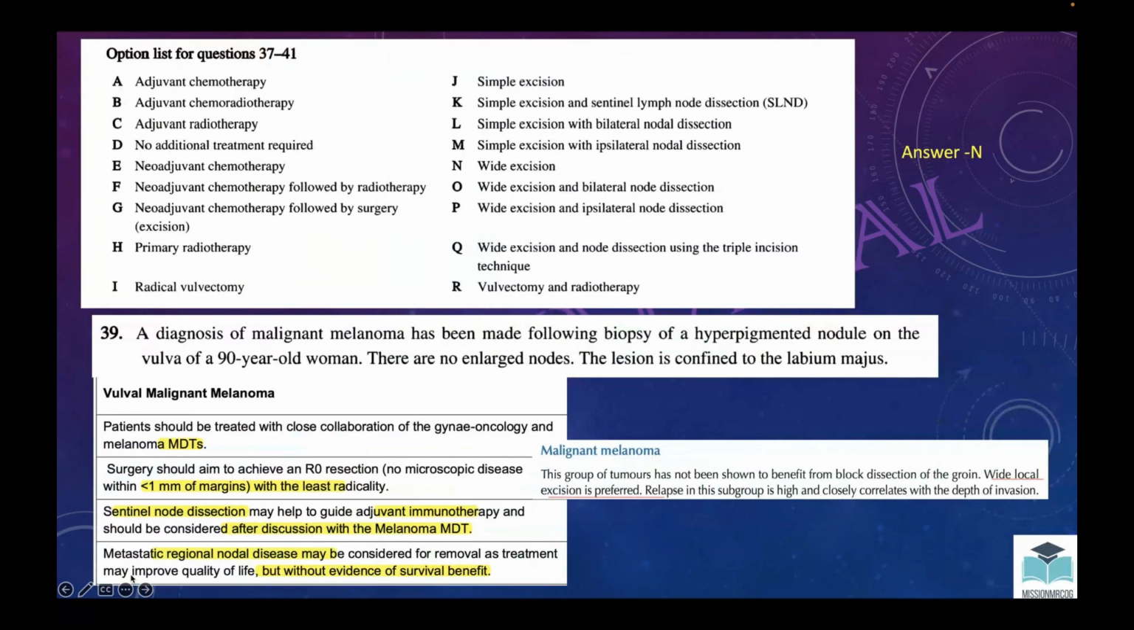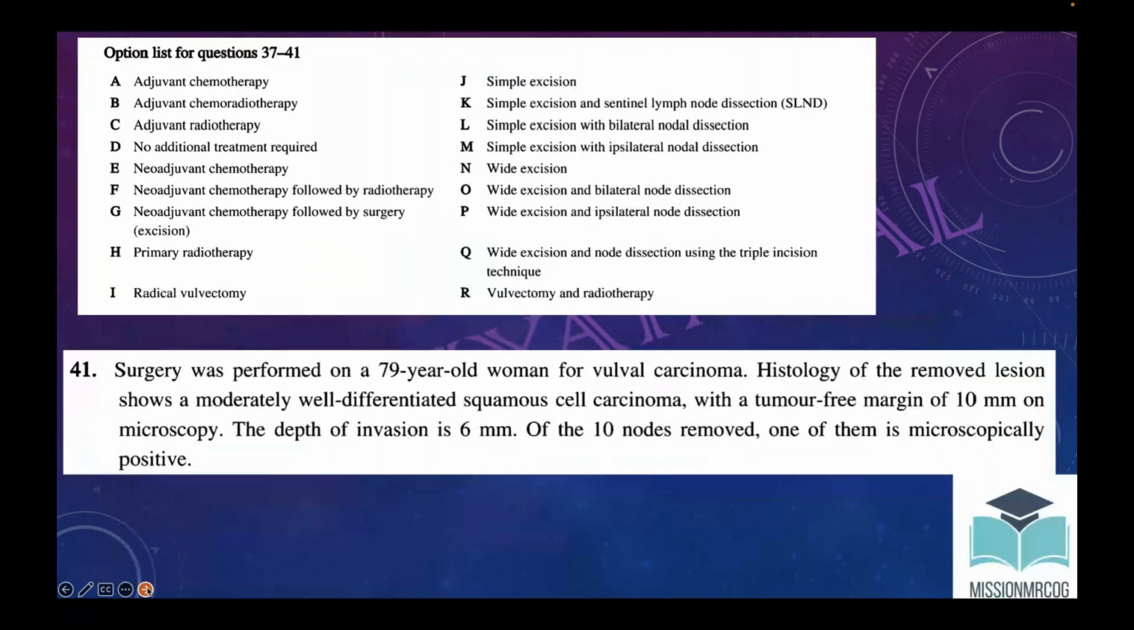So, surgery is performed in a 79-year-old. Histology of the removed lesion shows squamous cell carcinoma, tumor-free margin of 10 mm, depth of invasion 6 mm. Of 10 nodes, one shows microscopic disease, positive. So what will you do? Bilateral lymph node dissection, ma'am? No, radiotherapy. Yes, adjuvant radiotherapy.